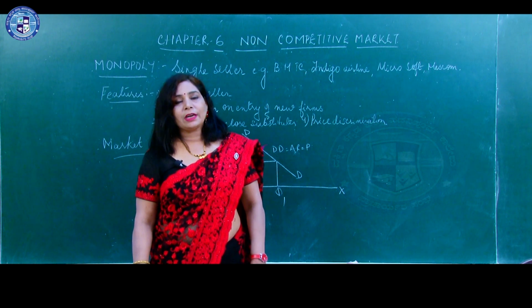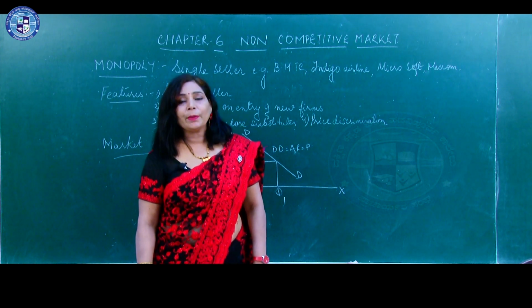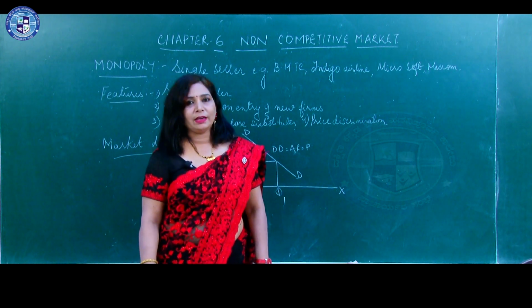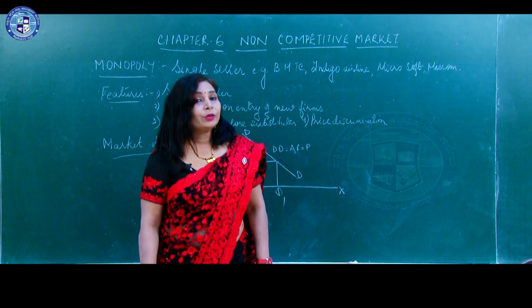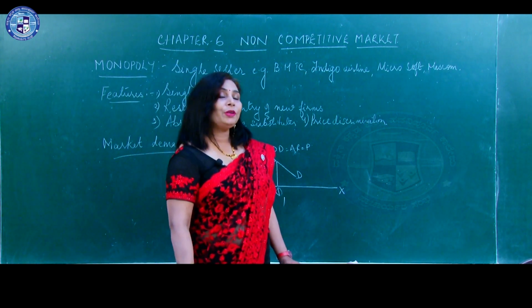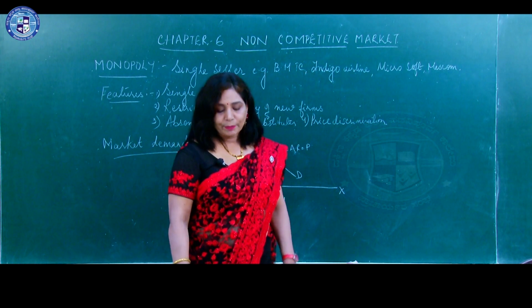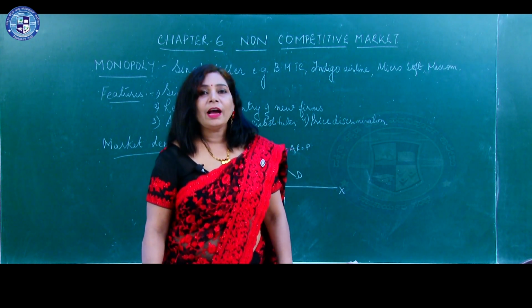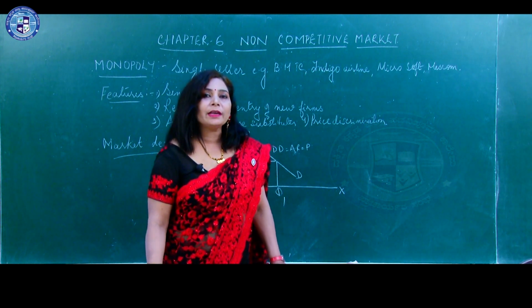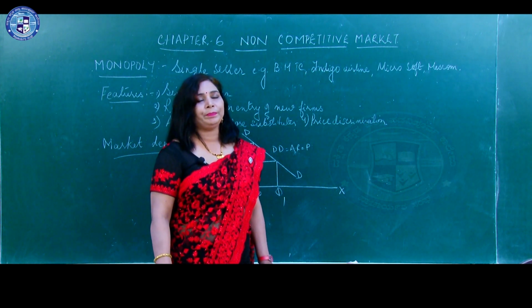So, today we will start with the first type of market, which is called a monopoly market. I am sure that you might have heard about this market, you must be knowing also what is the meaning of this market. So, let us study about this market in detail as to what is the meaning of a monopoly market and how these markets are functioning in an economy.